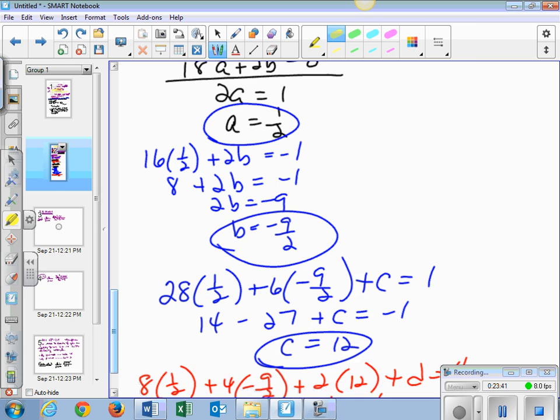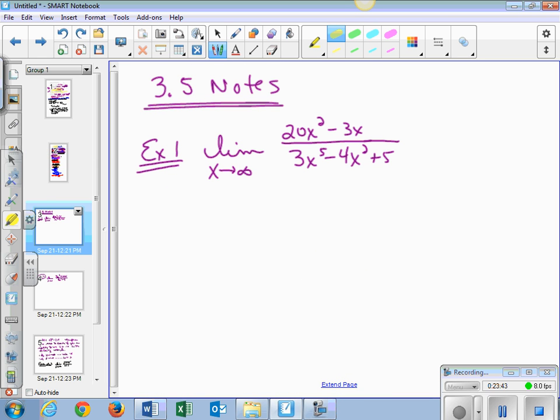Alrighty. Okay, switching on to 3.5 notes. In section 3.5, we're just going to do a few problems on limits at infinity. And basically, I would like to go through this and show you just where our horizontal asymptote rules came from in pre-calculus. If you were to cover up the limit and just look at the fraction 20x squared minus 3x divided by 3x to the 5th minus 4x squared plus 5. In pre-calc, I'm sure you were asked to find horizontal asymptotes, and you had to come up with those rules.